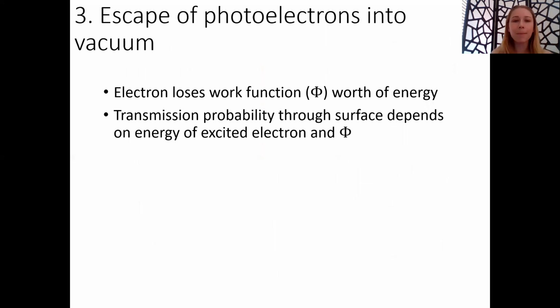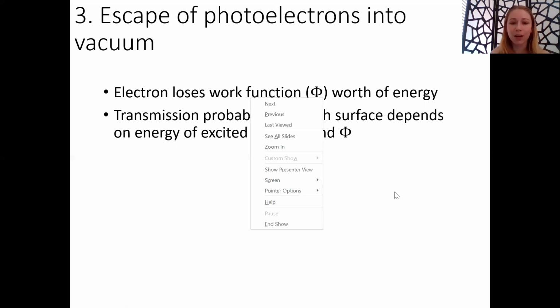All right, let me go on to step three of the photoemission process, and that is what you typically think of as photoemission. This is the escape of photoelectrons into the vacuum. At this step, the electron will lose a work function worth of energy, and you have some transmission probability through the surface, which depends on the energy of the excited electrons and also the work function. So just because an electron makes it to the surface without scattering, there's not a 100% chance that it will actually be photoemitted. That is the third step of the photoemission process.